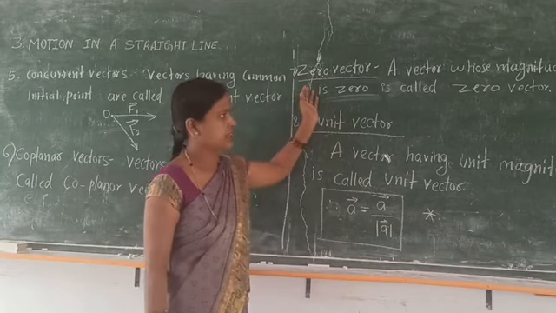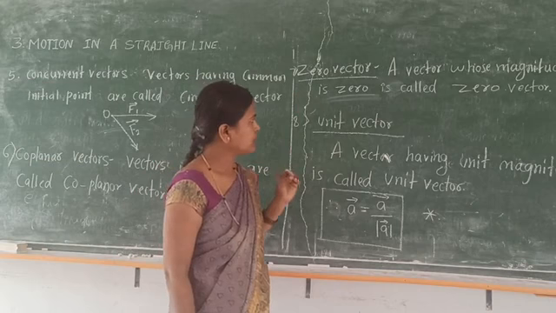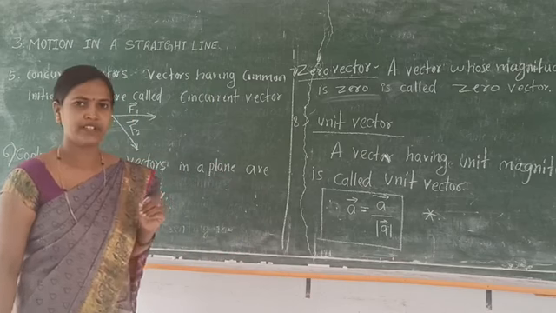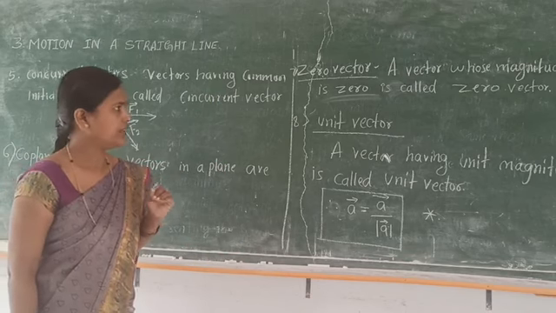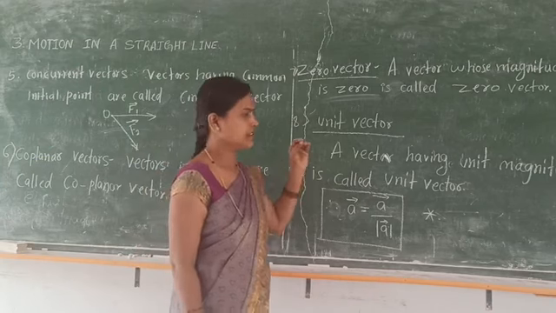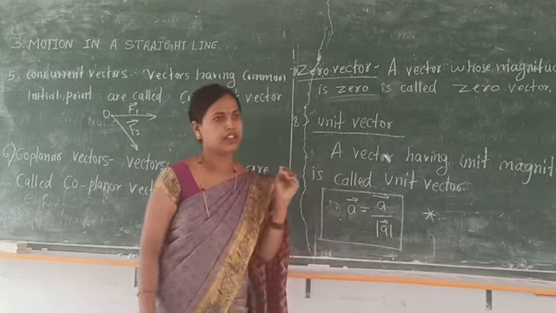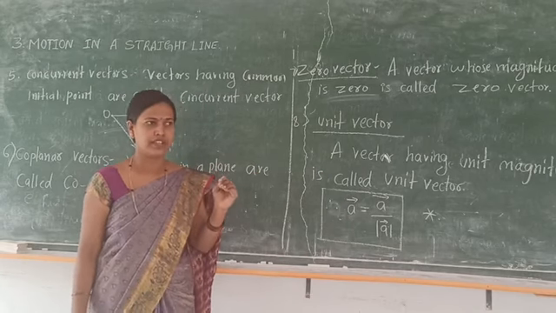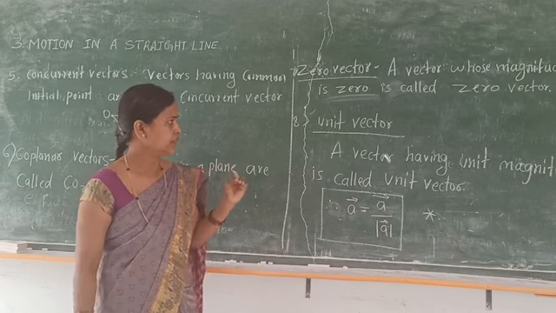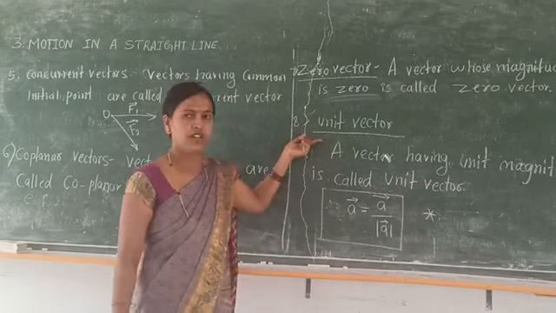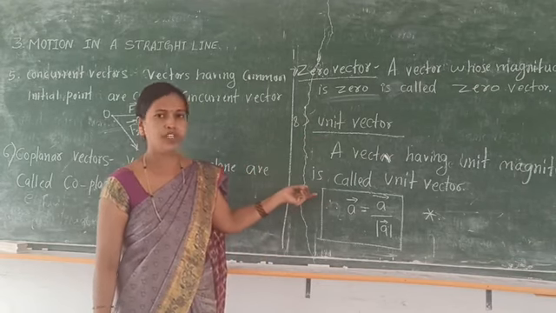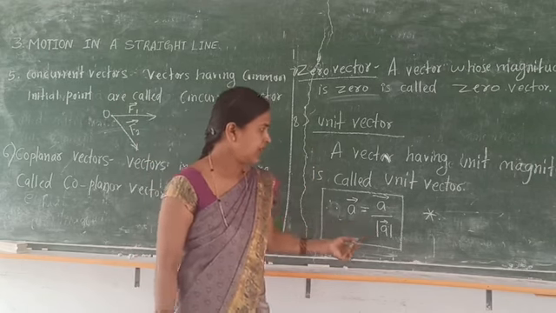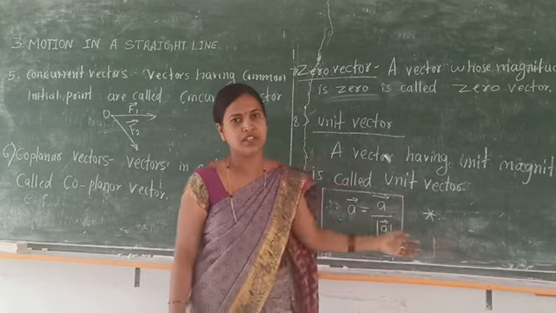Seventh one is zero vector. A vector whose magnitude is 0 is called a zero vector. Another name for zero vector is null vector. So zero vector can be called a null vector. If asked to define a null vector, in that case also you should write a vector whose magnitude is 0. Eighth one is unit vector. A vector having unit magnitude is called a unit vector and is represented by the formula, and a unit vector is a dimensionless quantity.